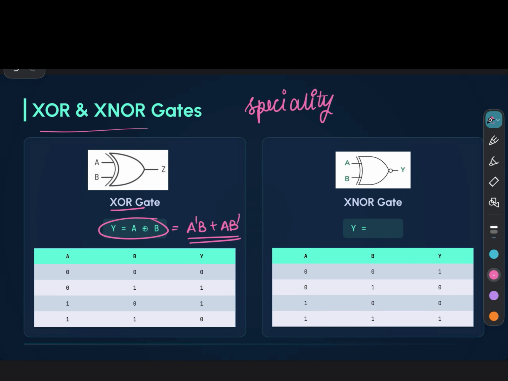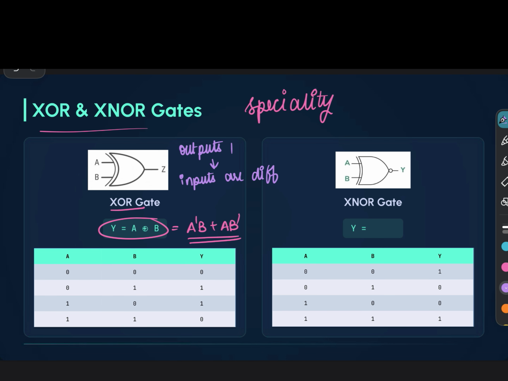Now, something that you need to remember here, this is very important, remember this as well, is it outputs 1 when inputs are different. Now what that means is, if you look into the truth table, when inputs are different, one is 0, the other one is 1, or 1 and 0, the output is 1. Now if the inputs are the same, the outputs are going to be 0. Make sense?